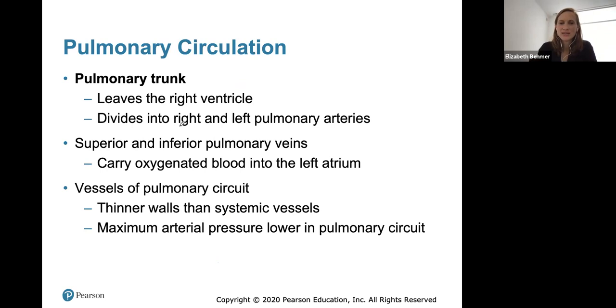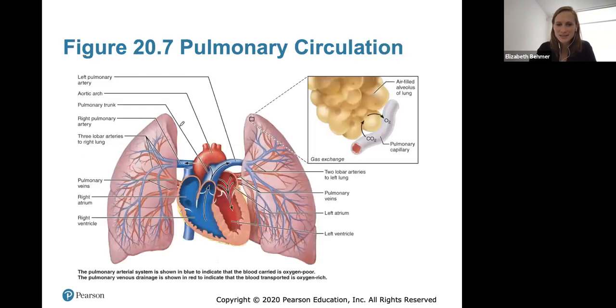The pulmonary trunk leaves the right ventricle and divides into right and left pulmonary arteries to bring deoxygenated blood to the lungs. So you can see here the pulmonary trunk divides into right and left pulmonary arteries. You can see these arteries are blue because they're deoxygenated blood, but they're carrying blood away from the heart to the lungs where they pick up oxygen and then bring oxygenated blood back to the heart via the left atrium.